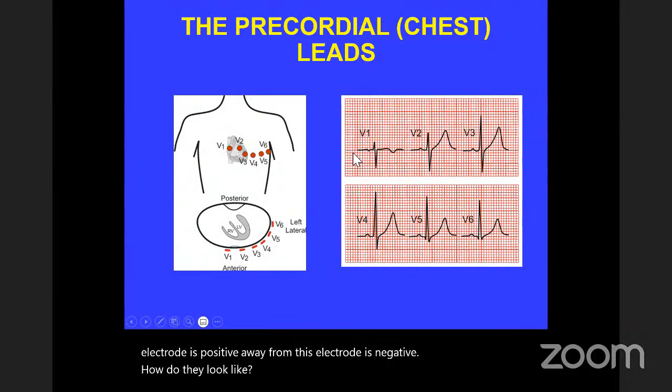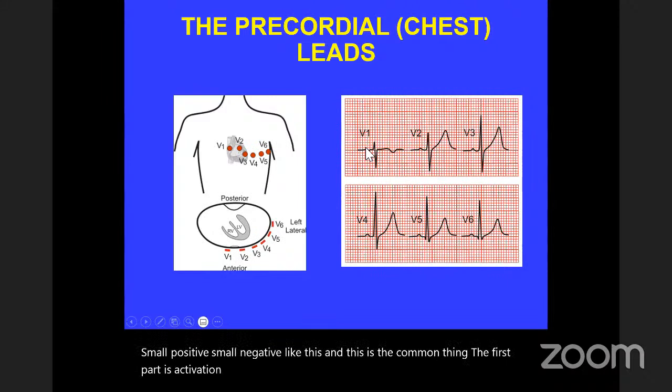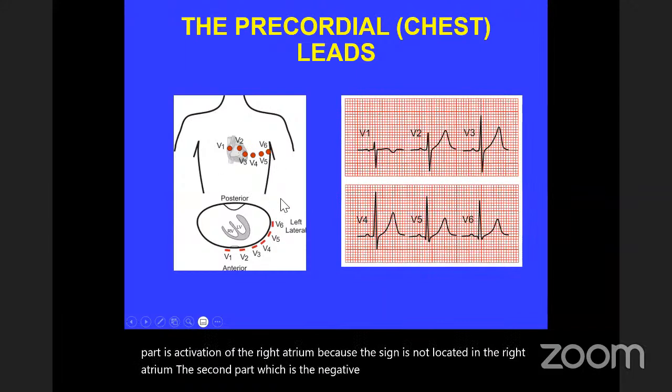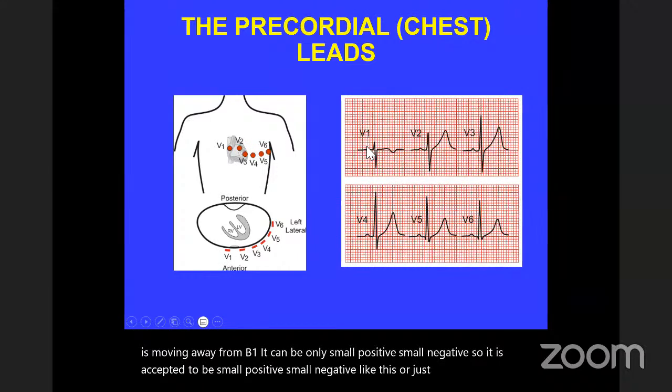If we start from V1, the P wave in V1 could be small positive, small negative like this, and this is the common thing. The first part is activation of the right atrium because the sinus node is located in the right atrium. The second part, which is the negative part, is activation of the left atrium, moving away from V1. So it is accepted to be small positive, small negative like this, or just small positive or small negative.